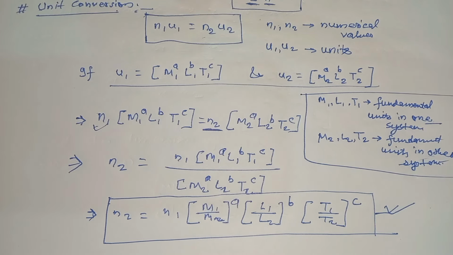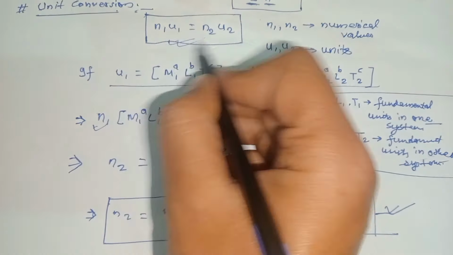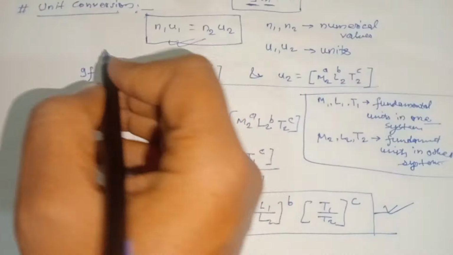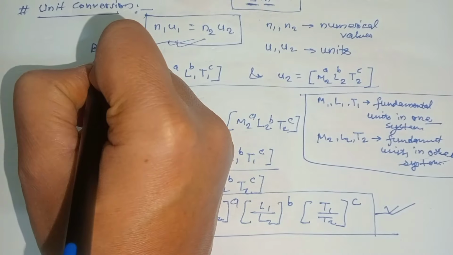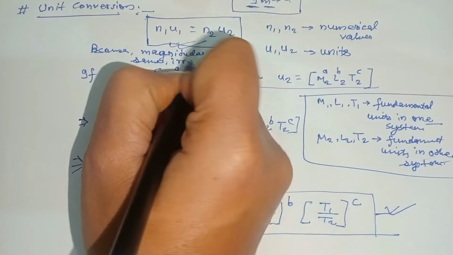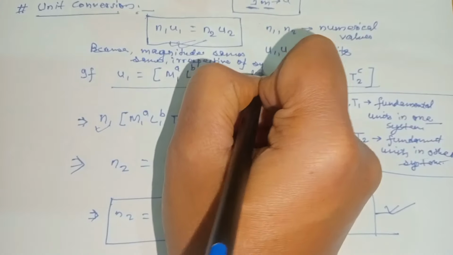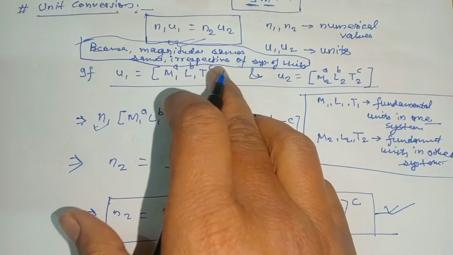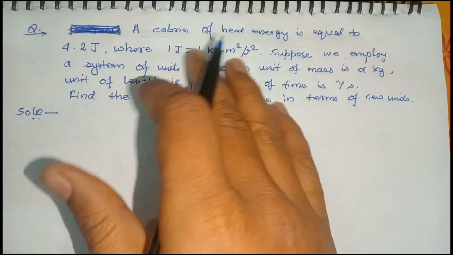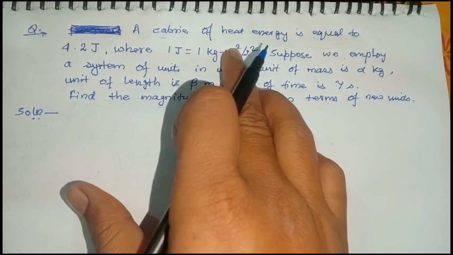What is the basis of this unit conversion? This formula is based on the fact that the magnitude remains the same irrespective of the system of units. Now let's understand it with an example. This is one important question from the NCERT book about unit conversion.